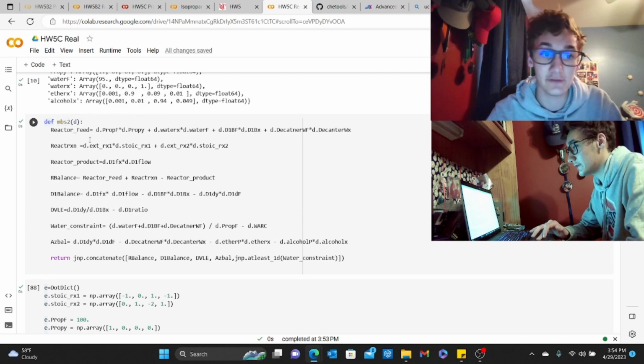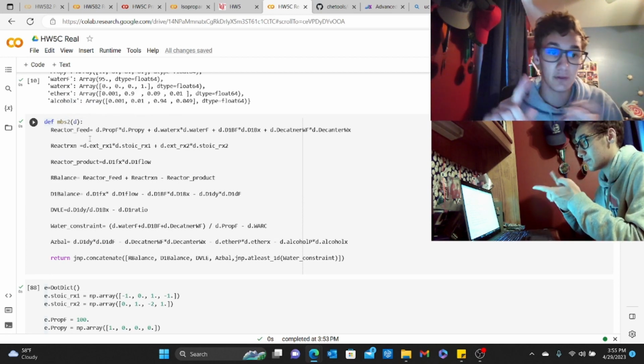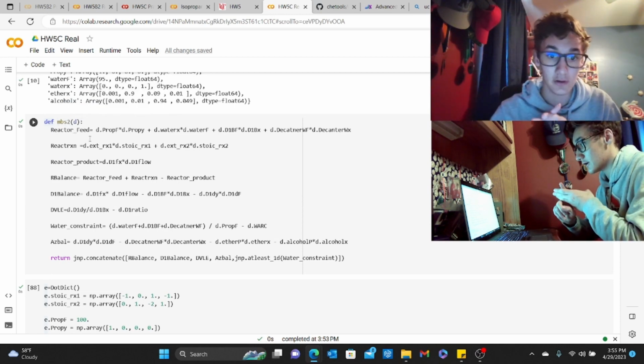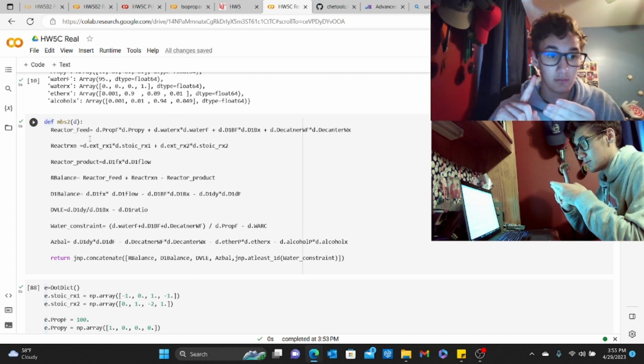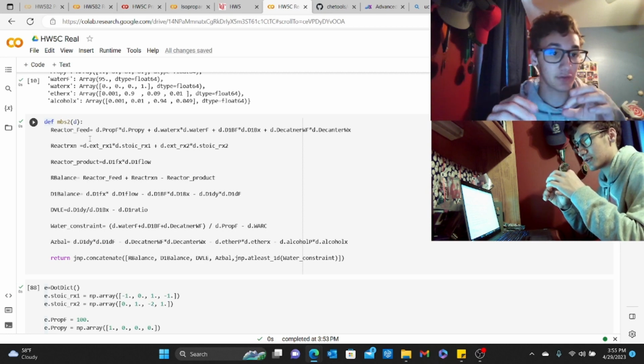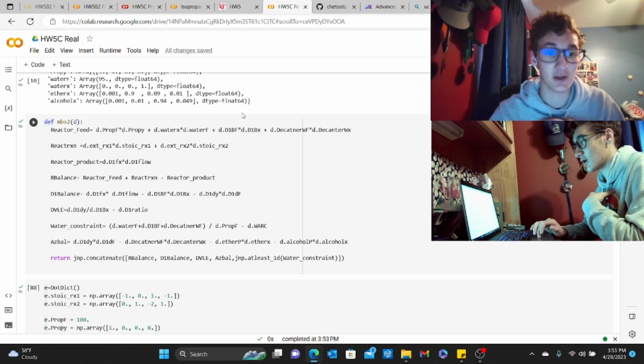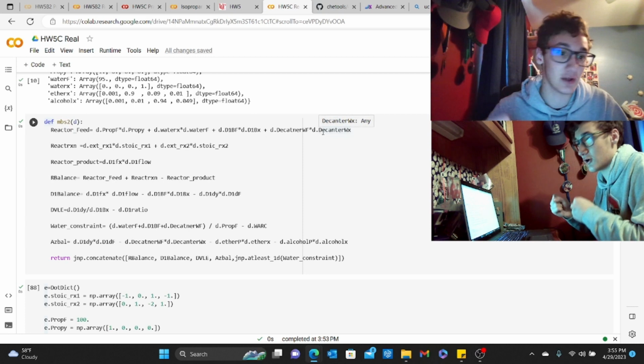So we have our reactor feed, which has our intake of the propylene and the water and then the recycled water. Oh, that's just the feed, okay. I thought it was what was going in, so I was confused for a second. It's all the different waters along with their mole fractions that all go in.